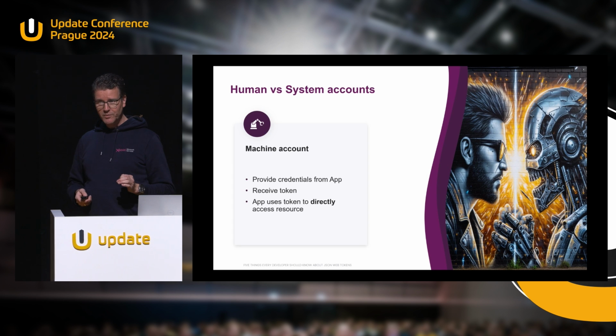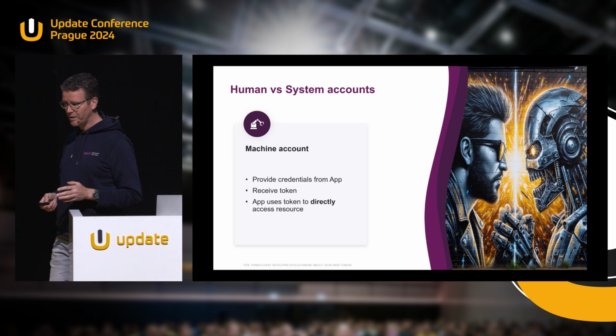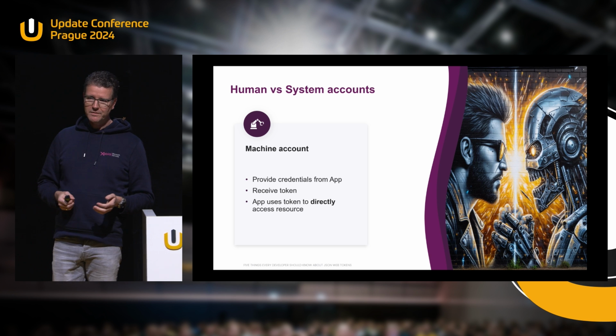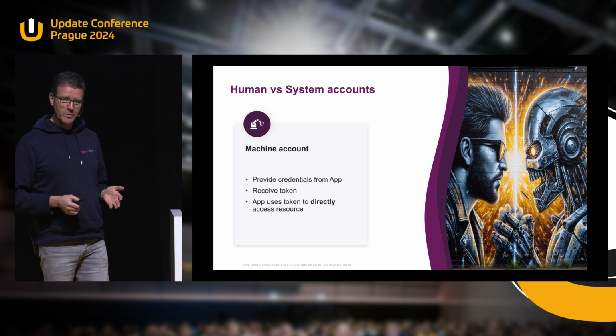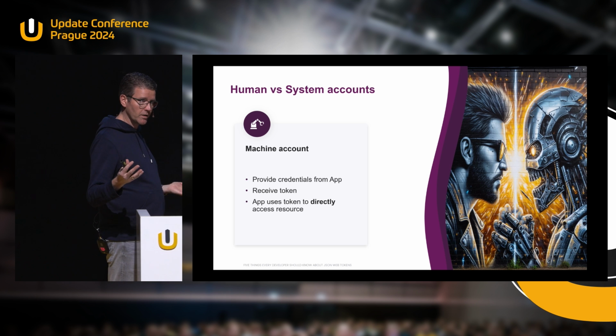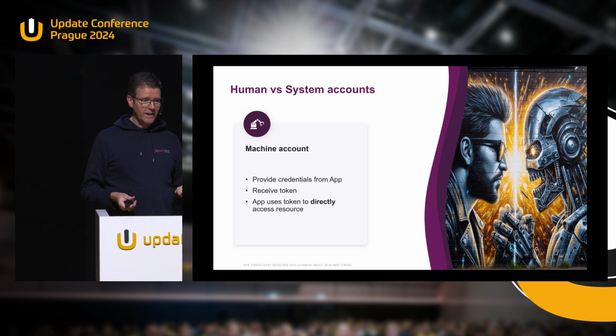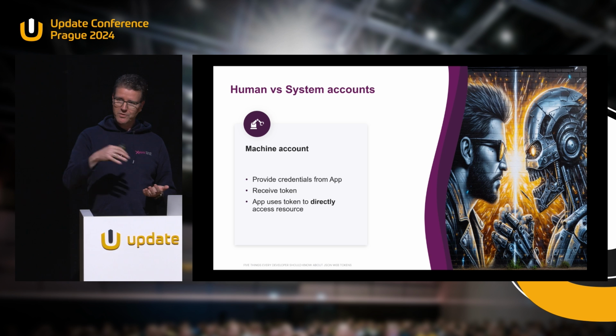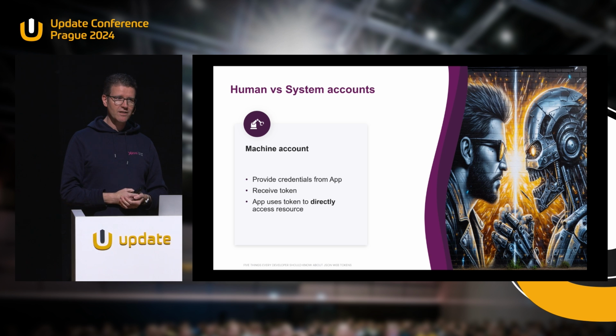Right, a different way of authenticating to the IDP is a machine account. And in this situation, there is no human interaction. So you have one system, it needs to talk to another system. You need to make sure that that system has credentials in it. So it needs to have access to credentials so it can talk to the IDP on its own behalf, get a token, and access the resource directly. So there's no human involved here.